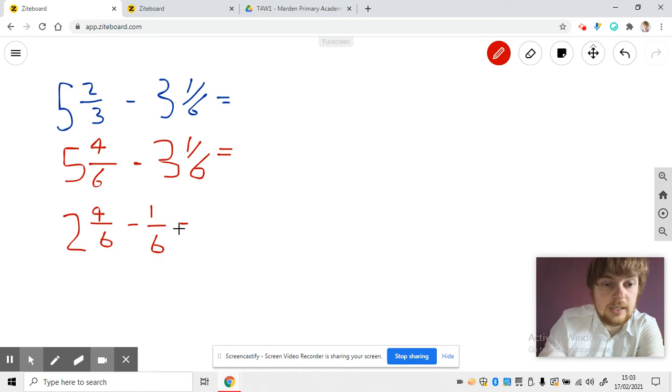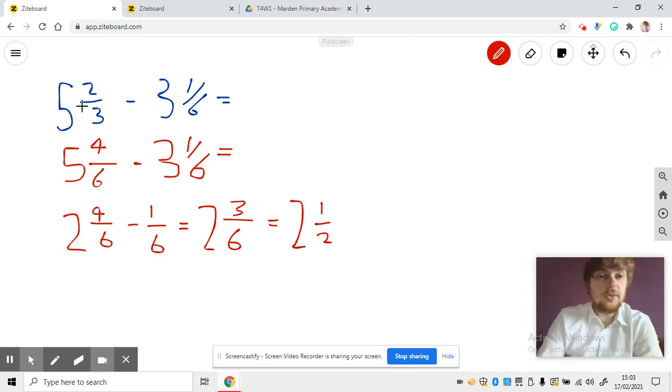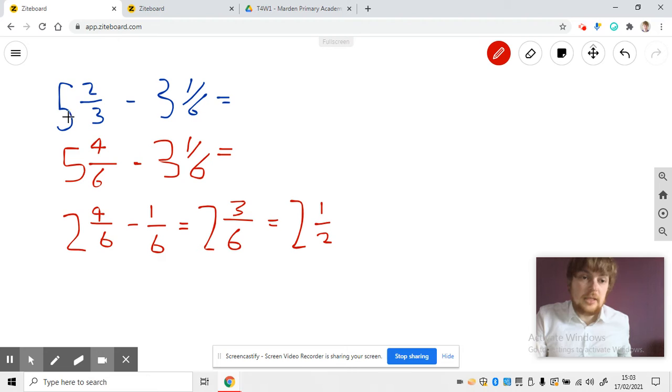1/6. And then we can go on to complete this as we normally would, because 2 and 4/6 subtract 1/6, so 4/6 subtract 1/6 is 3/6, and then obviously we've still got our 2 whole. And we also know that this 3/6, as we're getting confident, can be simplified to a half. So even as you can see here, with two mixed numbers, actually the method to solving it is quite straightforward.